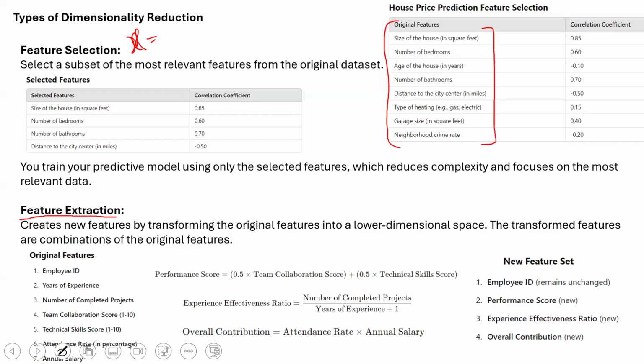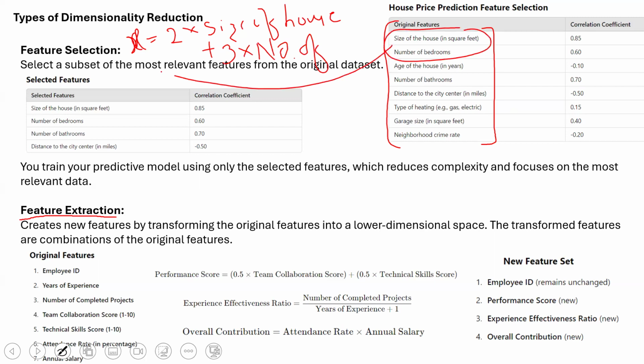Okay, that means to say, let's suppose 2 into size of house plus 3 into number of bedrooms. So this is called a linear combination, right? So we are combining the dimensions and getting a new dimension. And this way we are constructing new dimensions by using the existing dimensions, and we are reducing the number of dimensions by some number.